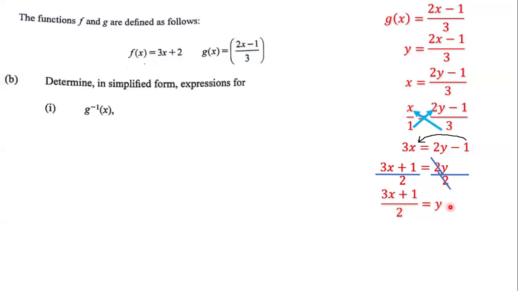And so what do we do? Well, we ask ourselves, okay, what is y? Well, y is equal to g inverse of x. And so g inverse of x is 3x plus 1 all over 2. And so we switch the equation, and we have that g inverse of x is equal to 3x plus 1 all over 2.